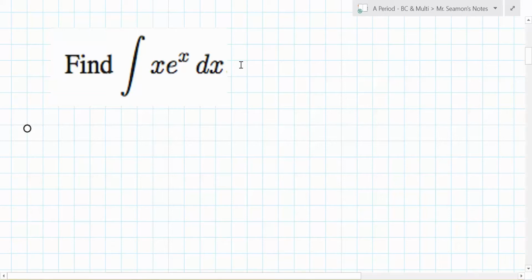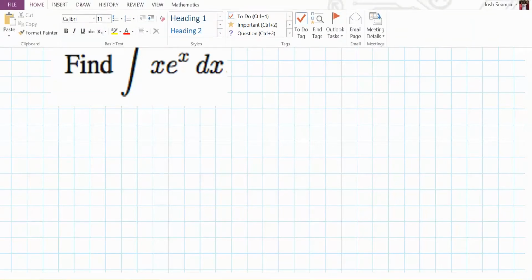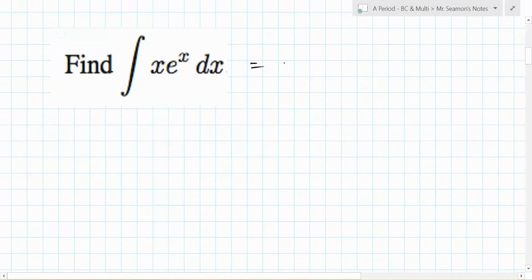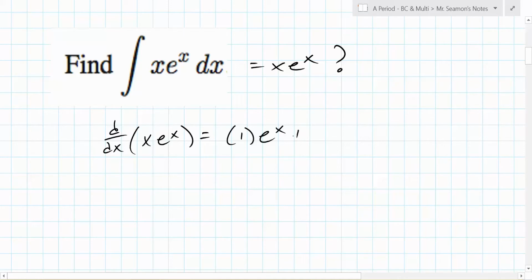So if you thought, for example, that the answer to this was x e to the x, how do you test your answer to see if that's actually true? You take the derivative. You would do d/dx of x e to the x. What rule do you have to apply? Product rule: the derivative of the first times the second plus the first times the derivative of the second, and you end up with e to the x plus x e to the x.